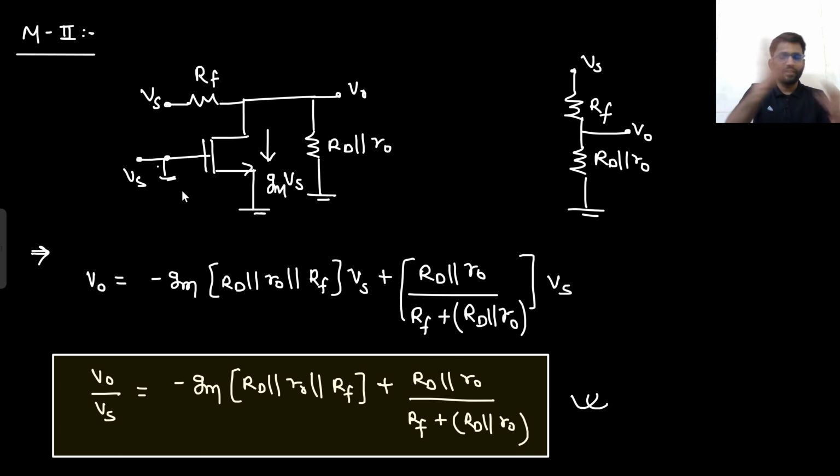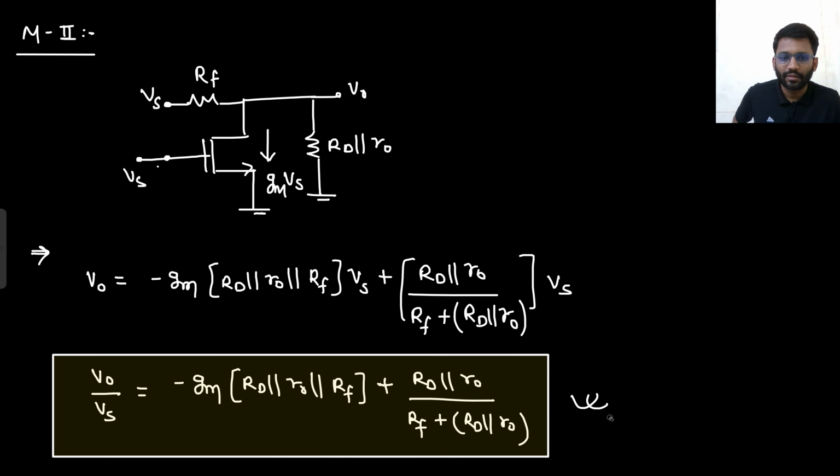Now if this Vs is shorted, that means the current is gone. The MOSFET current is gone. So only the potential divider seen will be there. So Rd parallel with R0 upon Rf plus Rd parallel with R0, into Vs. That will be your V0. So from V0 by Vs, you got to this answer. Well and good. Now this is your gain A.